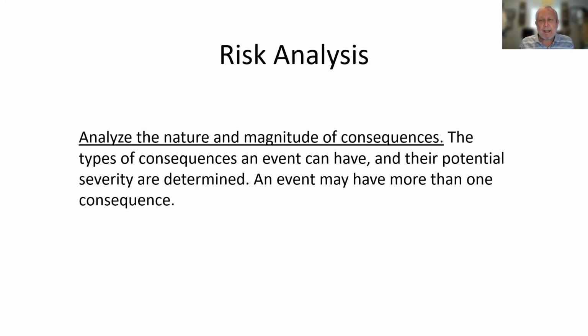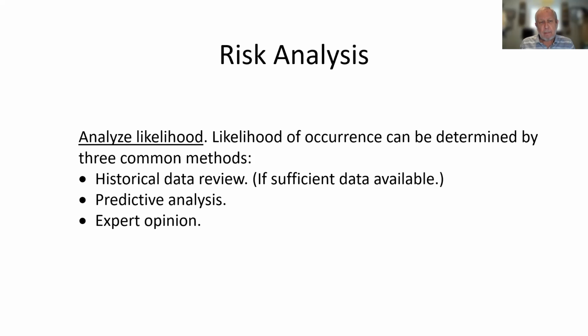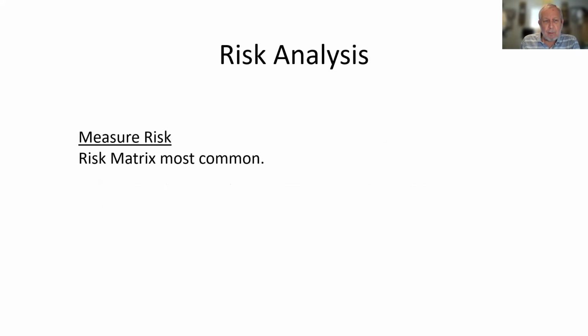Analyze the nature and magnitude of consequences. The types of consequences an event can have and their potential severity are determined. And an event may have more than one consequence. Analyze the likelihood. Likelihood of occurrence can be determined by three common methods: historical data review, if there's sufficient data available, which there usually isn't; predictive analysis, and expert opinion. Measure the risk, and that's usually the risk matrix is the most common way to measure risk.